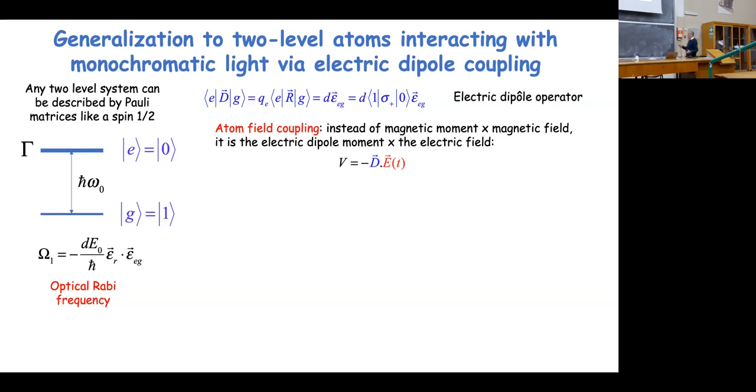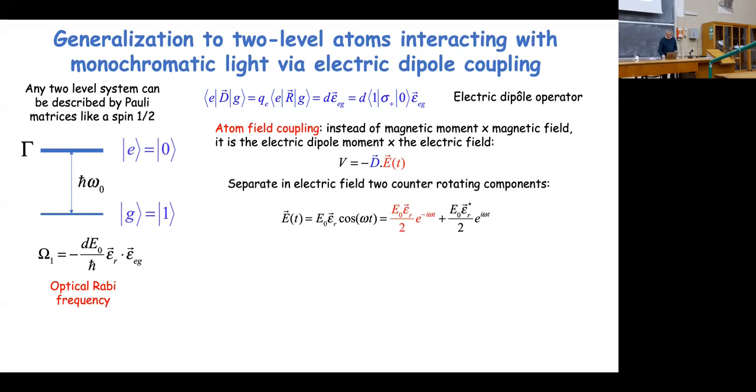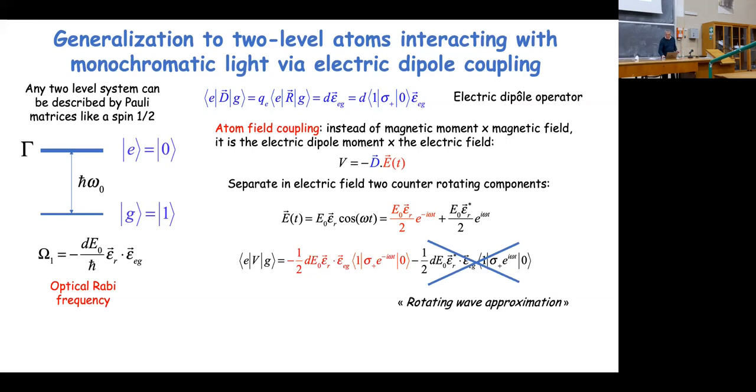You have a Rabi frequency, which is now proportional to the electric dipole times the electric field, which I have written here. And the electric field evolves in time like cosine omega t. And when you have a cosine omega t, you can express it as a sum of two exponentials which rotate in opposite directions. And one of these components will be important. It's the one which is rotating with the spin, in the spin analogy, and the other one, which rotates in the opposite direction, has no effect. To neglect the other component is called the rotating wave approximation.